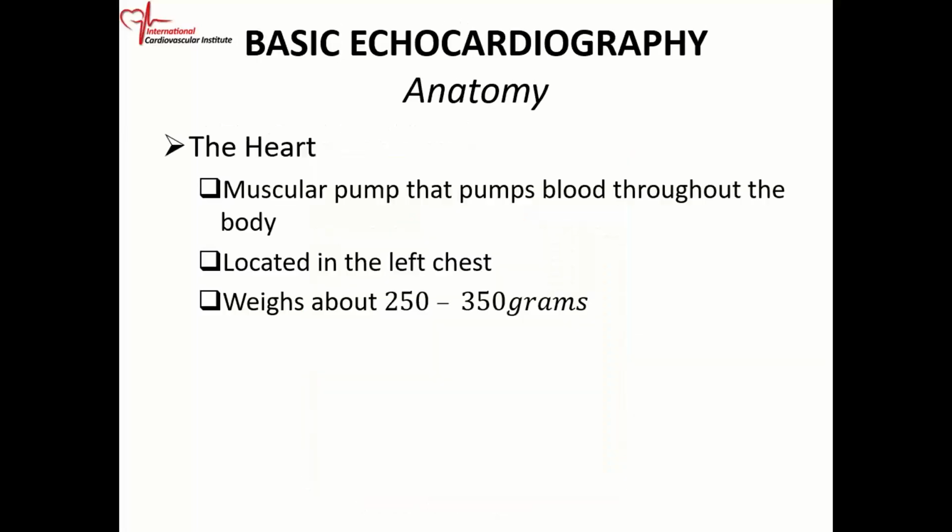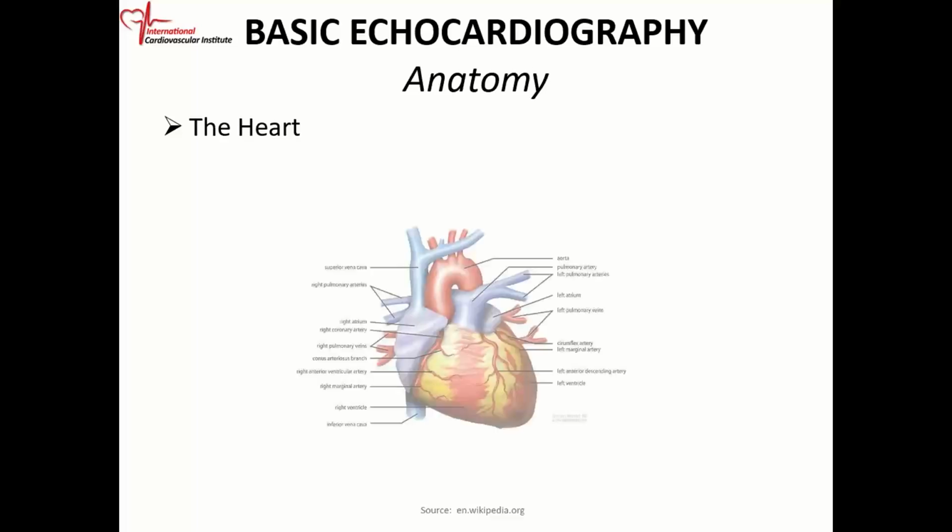All right. So we need to know a little bit about the heart because that's the organ we're going to image. So the heart is a muscular pump, and we ascribe all sorts of things to the heart, but essentially it's just a pump. It's a very essential pump, but it's a pump. It's located more towards the left side of the chest, and the weight is about 250 to 350 grams.